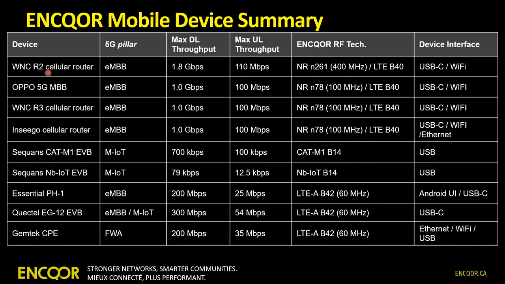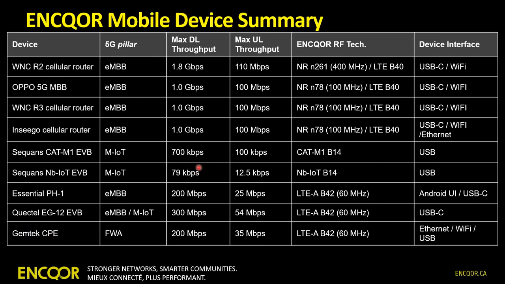We have the WNC. I'll show you the WNC in a couple of minutes or 1 minute. We have the Oppo 5G, Oppo Reno 5G. It's a phone. We have WNC release 3. This one, release 2, release 3. We have Inseego cellular router. We have Sequans Cat M1. And we have NB-IoT. We have Essentials. We have Quectel. And we have the Gemtek CPE.